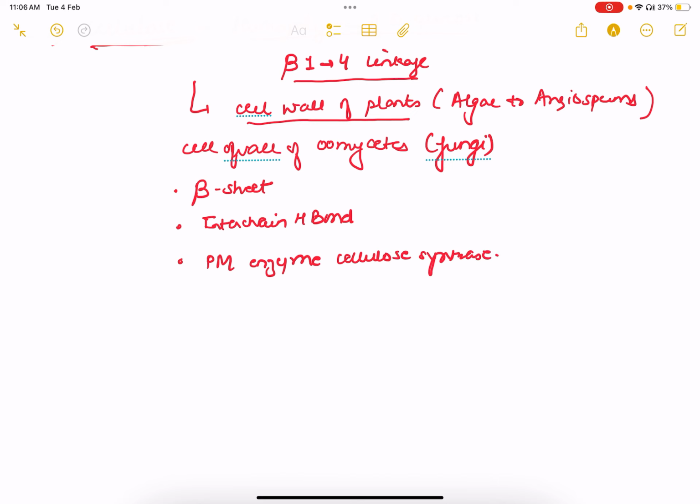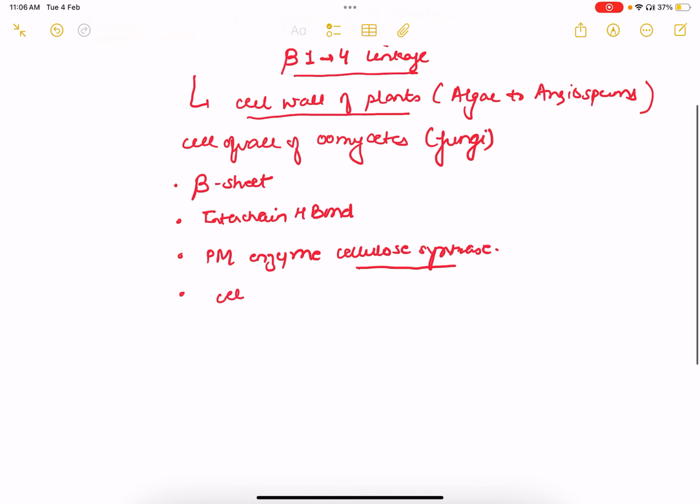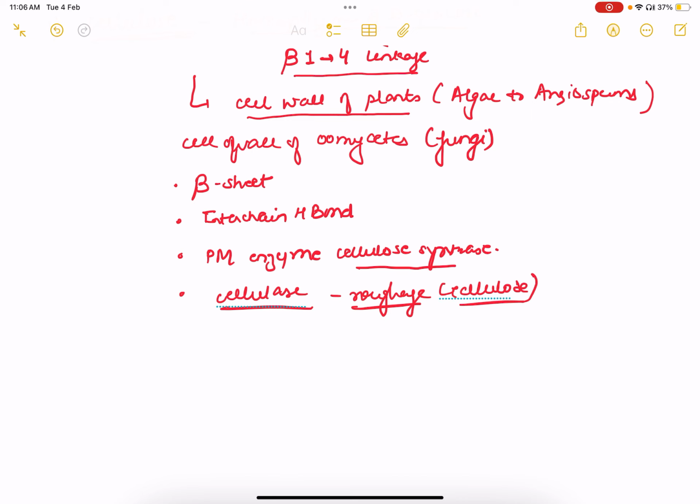This enzyme is present in the plasma membrane, which synthesizes the cellulose. This cellulose is not digested in our body because we lack the enzyme cellulase. This enzyme cellulase digests the cellulose, but as we lack it, we cannot digest it. So whatever plant material we take in our diet, we take it as roughage. All the cellulose is taken as roughage in our body.